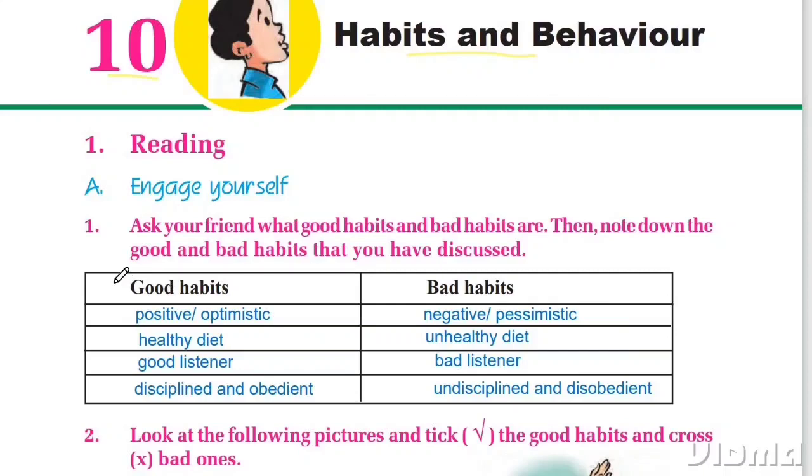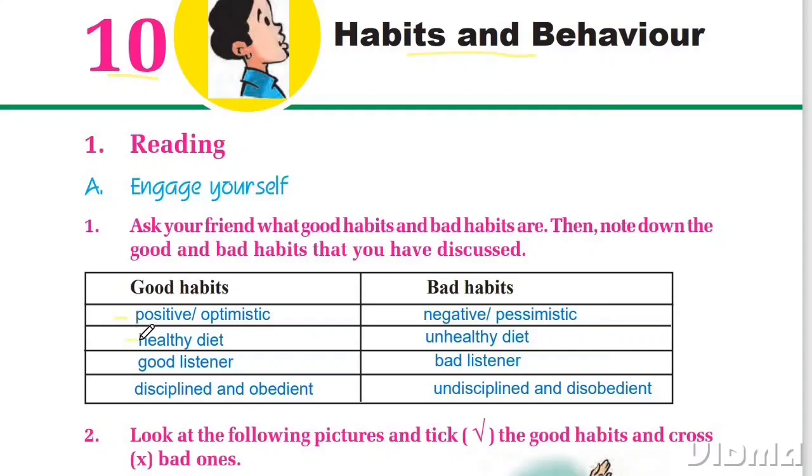I have given some examples of good and bad habits. Let us see one by one. First one, being positive or optimistic. This is a good habit. If you are positive, you see good aspects in people and things, and if you are optimistic, you believe that something better will happen.